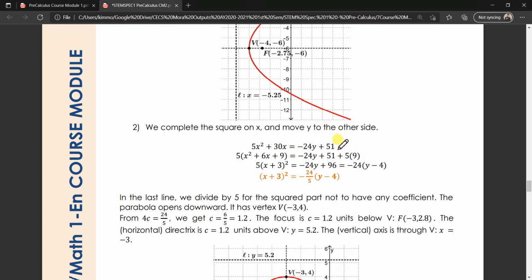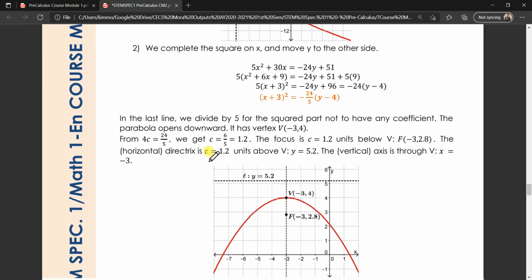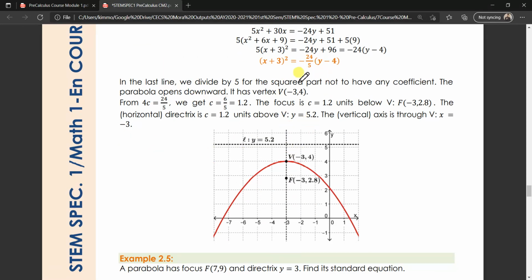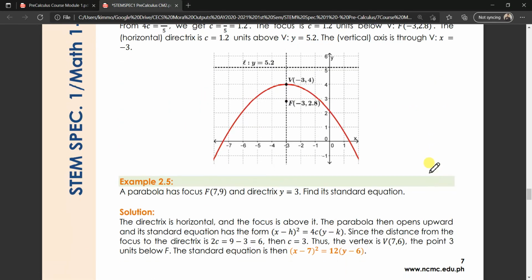So, the same process, we are going to complete the square sa atong x. Then, we have this answer. Then, by the standard equation, we can easily identify our vertex, our focus, our directrix, our axis of symmetry, and we can sketch the graph. So, I will just skip this part.